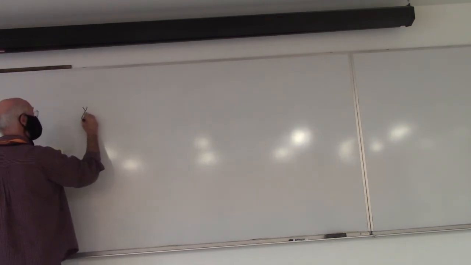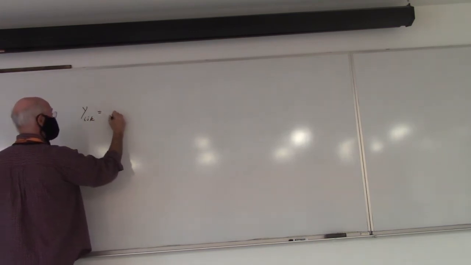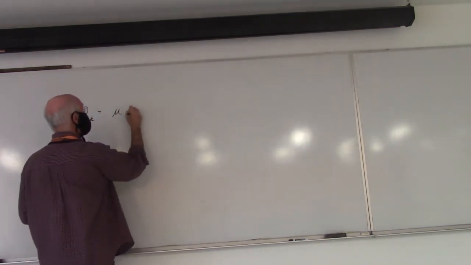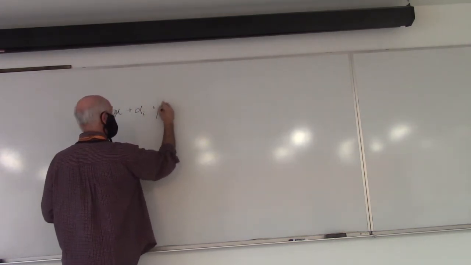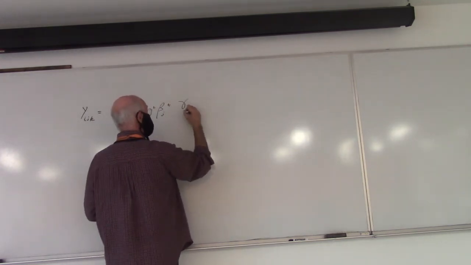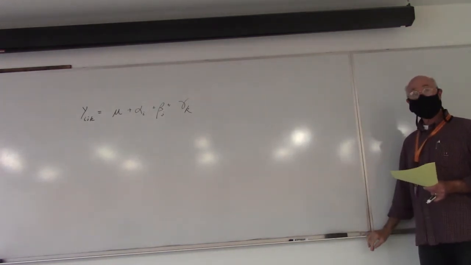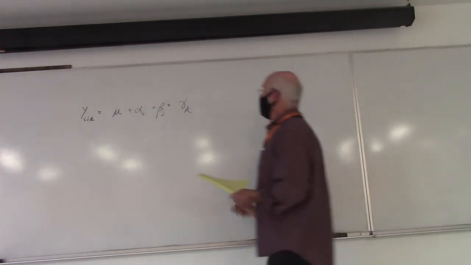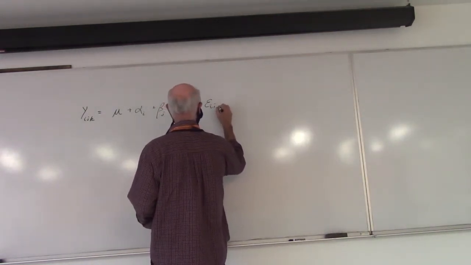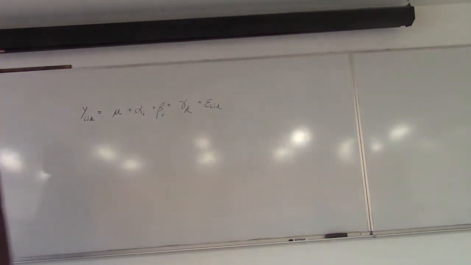Here's our response. Y i j k is equal to mu, that's our overall mean, plus alpha i, plus beta j, plus gamma k, because we now have three factors. We have hospital, we have method, and we have detergent, plus epsilon i j k. We do not have any replication within detergent, hospital, method scenarios. If we did have replication, then we would have an additional subscript, but we don't.